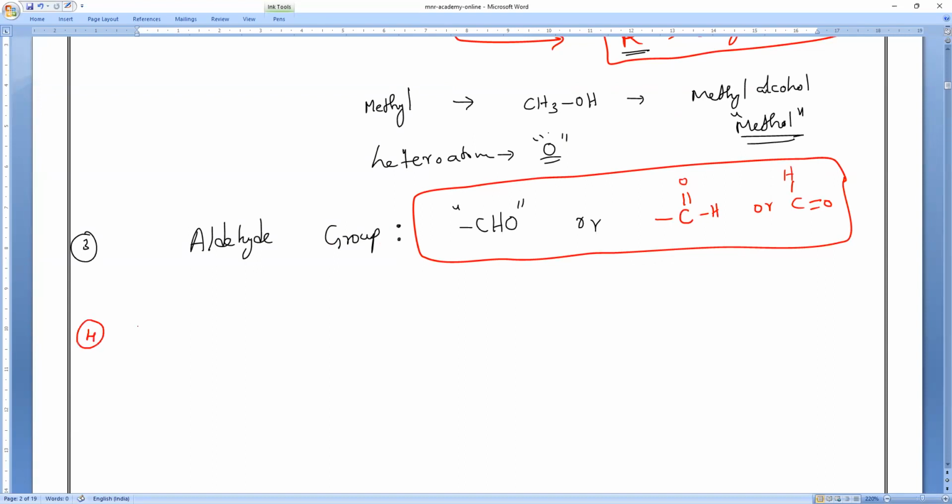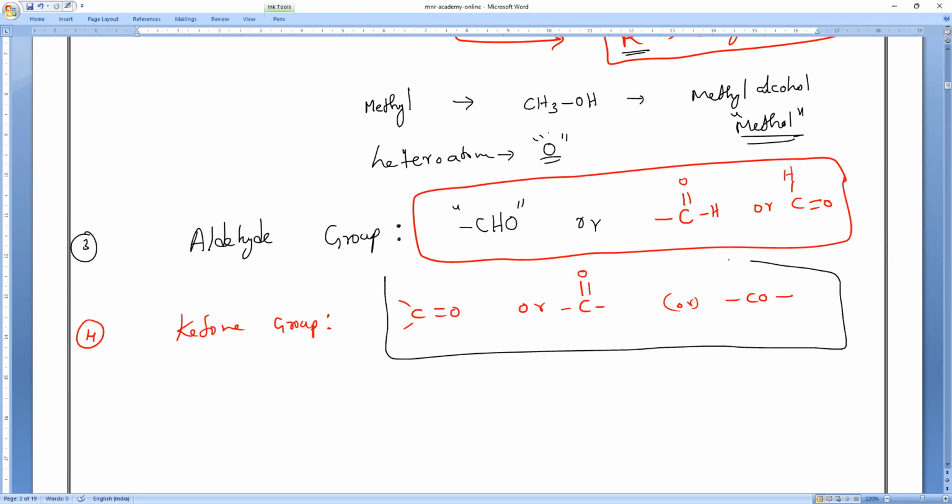Next, group number 4 is the ketone. Ketone is an extremely important one. Ketone is basically C double bond O, and two bonds will come. Or carbon double bond O, or we will say carbon CO bond. So these are the representations of the ketone group. You should learn all of these. While you are writing the formula, many cases will come, so you should remember that.